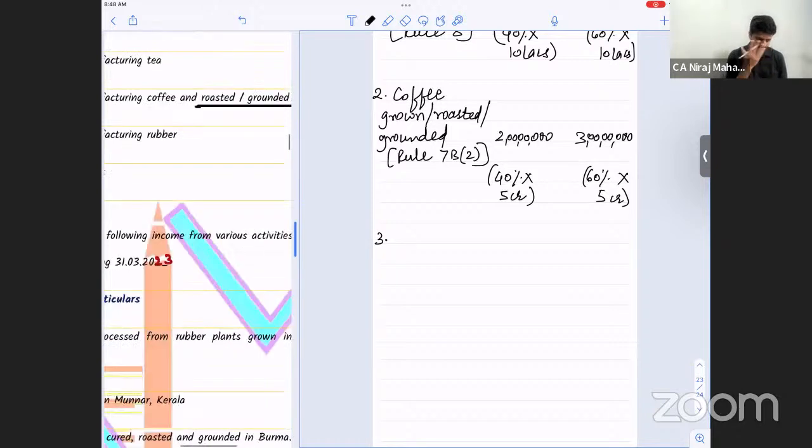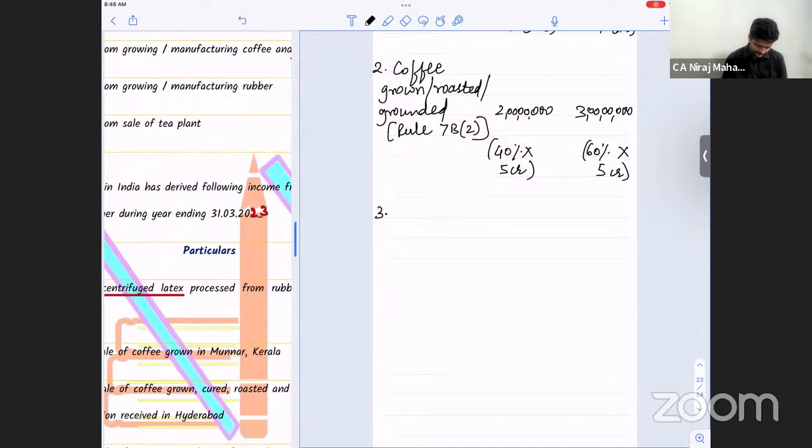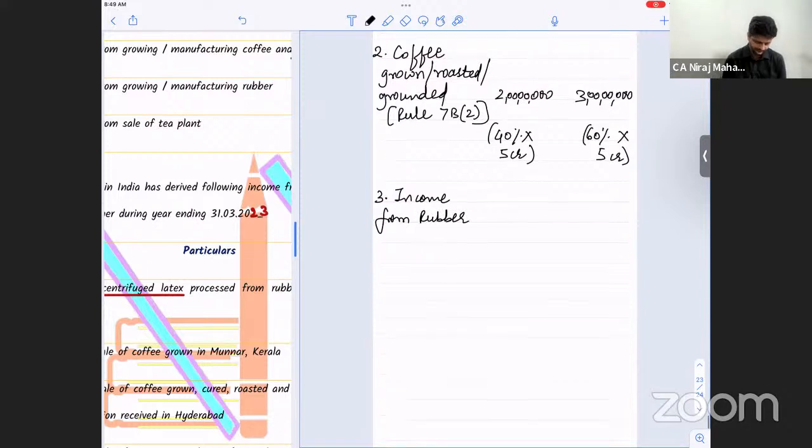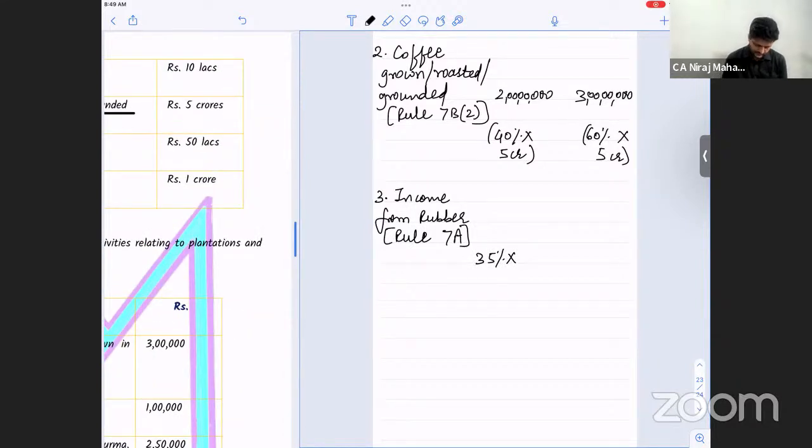Let's go ahead, everybody. Come on. What do you have? Income from growing and manufacturing of rubber. So I'm just writing rubber. Rule? 7A. Very good. This is what, 65-35. This one, I think, is quite odd, no? The remaining are quite easy numbers. But rubber is how much? 50 lakhs, right? Of 50 lakhs. And here we have 65% of 50 lakhs. Clear till here, all of you?